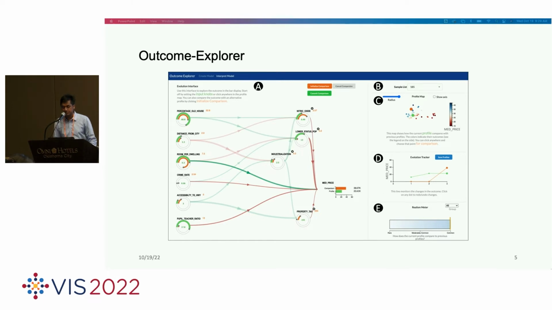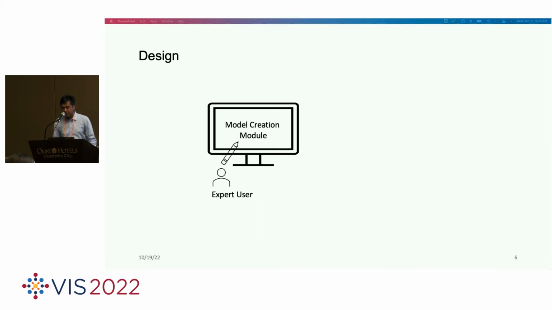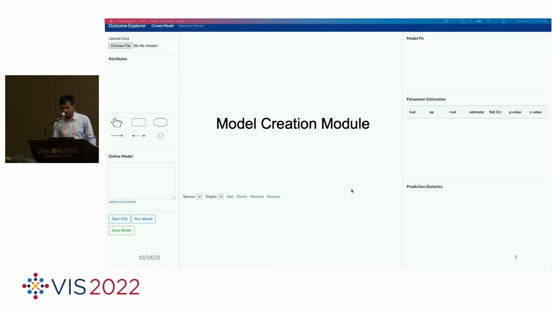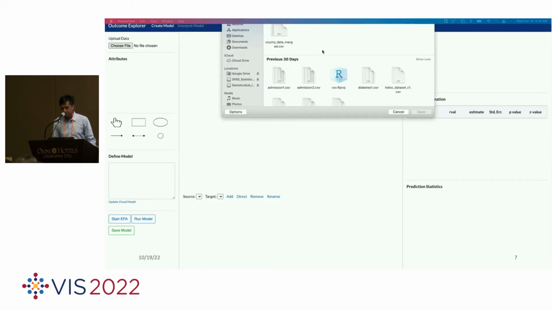To design Outcome Explorer, we adopted a 2-module design. The first module is the model creation module. Using this module, an expert user creates a causal model interactively. The interpretation module can then be used by both expert and non-expert users to understand and verify the decision-making process of the model. Let's see how an expert user, such as a machine learning developer, can create a causal model using our model creation module. The developer starts by uploading a housing dataset in the interface.